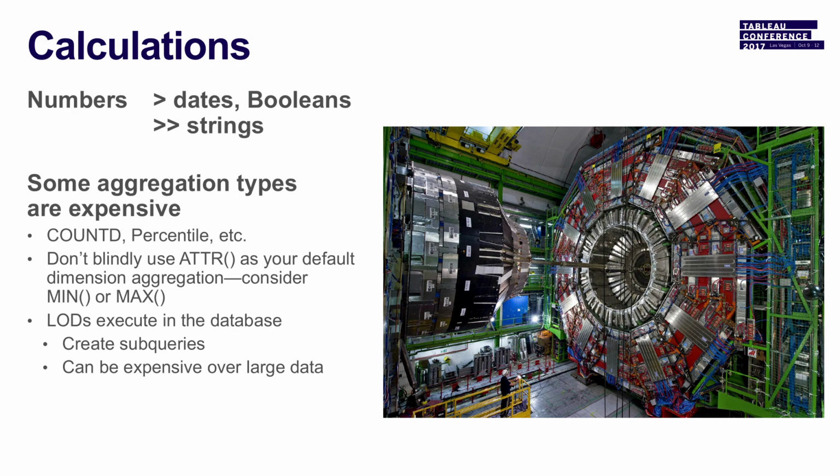Just some basic physics here. Numbers are fast. They're faster than dates, they're faster than Booleans, and they're much, much faster than strings. So always be careful about doing string calculations over large volumes of data because they are typically an order of magnitude slower than number calculations. Just be aware of other things too, like count distinct, it's an expensive aggregate.